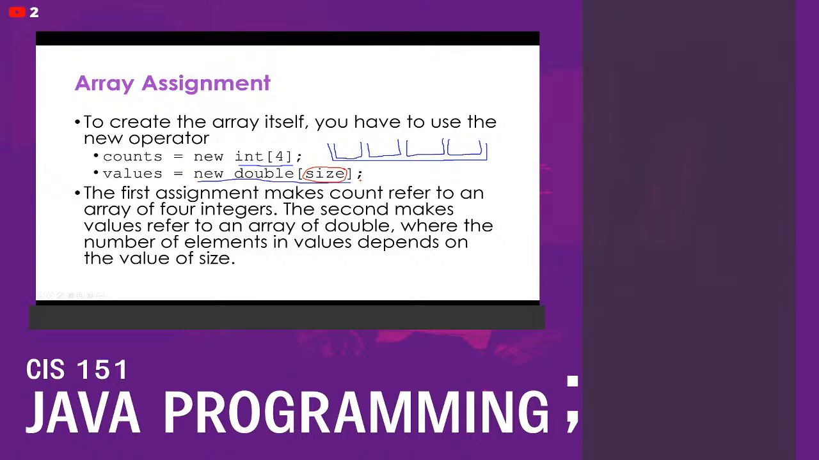So again, the first assignment makes count refer to an array, so that's our second bullet here, just explaining what we've already talked about there. The first assignment makes counts refer to an array of 4 integers. It makes those 4 subcontainers, and each of those subcontainers is an integer. We can essentially think about them as integer variables. And the second one here is dependent on whatever the value inside of our size variable is at this point.